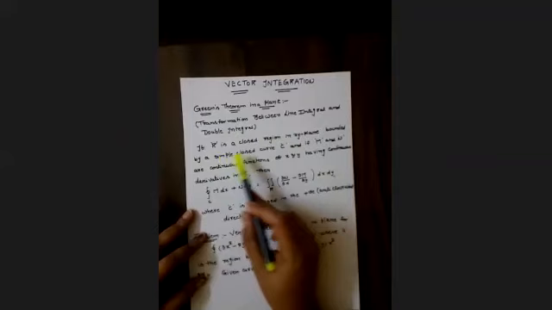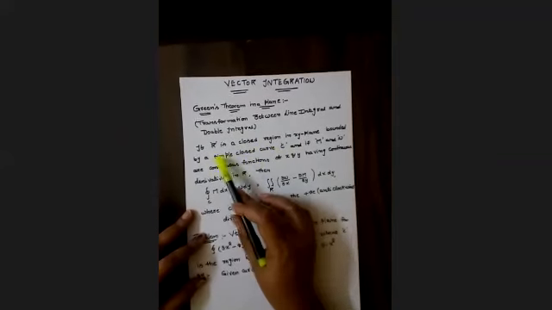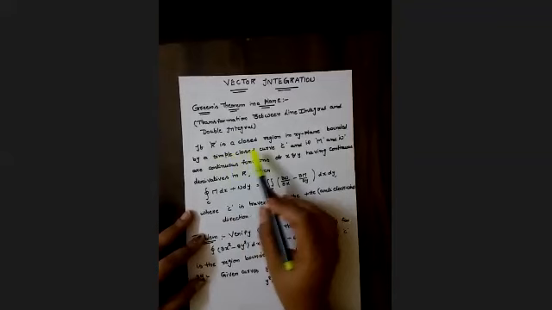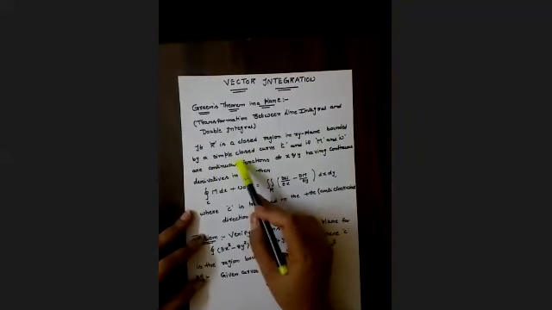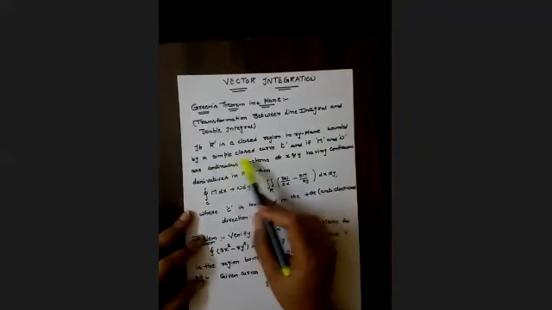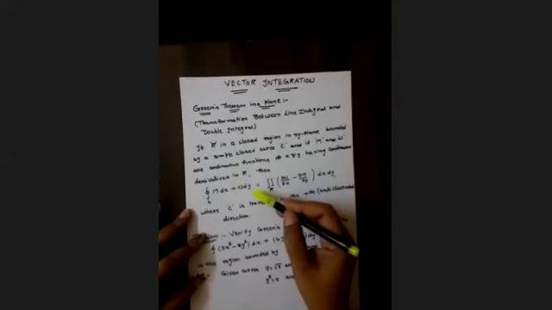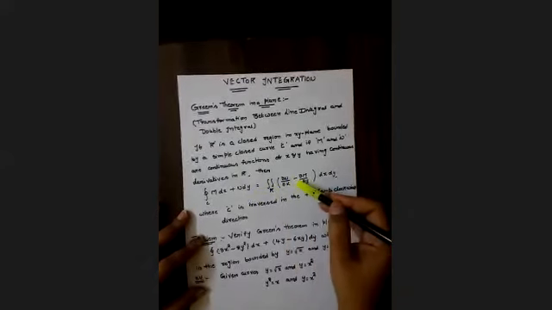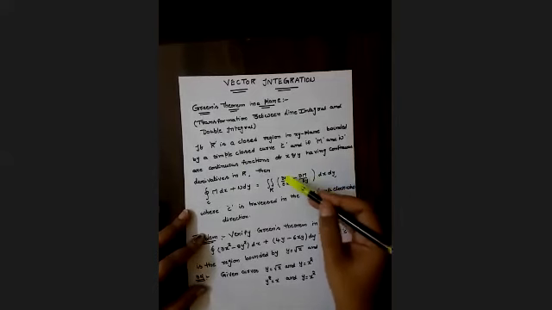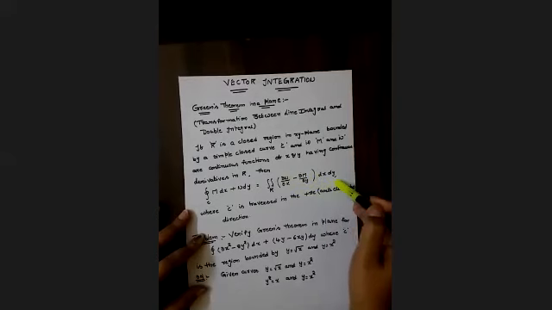If capital R is a closed region in the XY plane bounded by a simple closed curve C, and if functions M and N of x and y have continuous partial derivatives in capital R, then we can write: closed curve C, M dx plus N dy, is equal to the double integral over R of the partial derivative of N with respect to x minus the partial derivative of M with respect to y, which is dou N by dou x minus dou M by dou y, of dx dy.